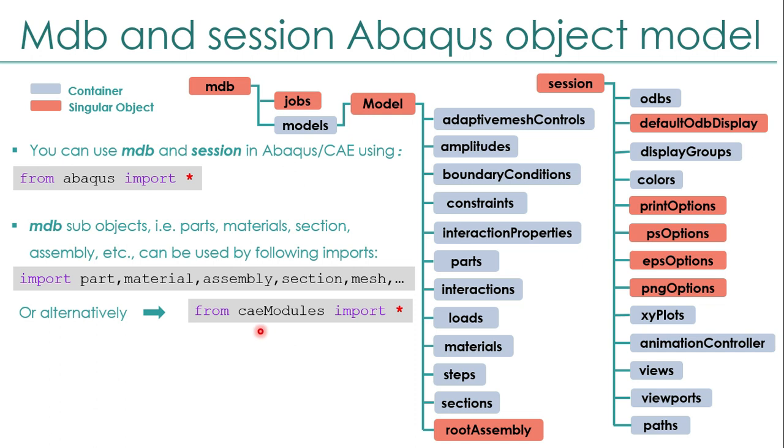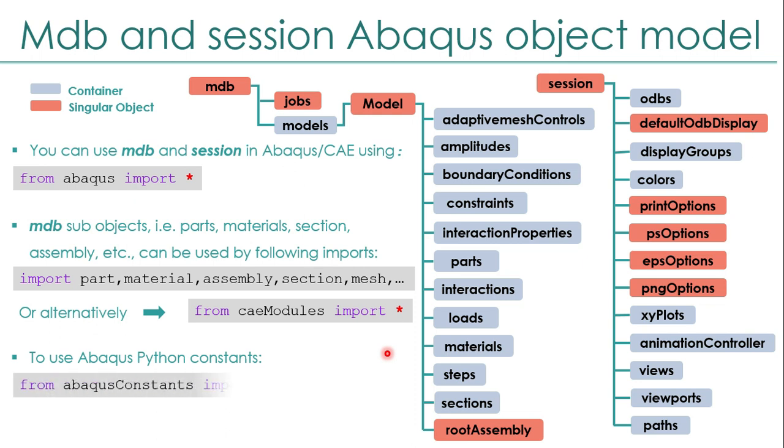So, from CE models import start. If you write this line, then all the modules, these sub objects from the model database object model, you can import them. And at the last, while operating with these two object models, sometimes you may need some constants, which are specifically written for Abaqus. In Abaqus Python, we have one separate module which contains all these constants. So if you want to use any constant, you have to import this Abaqus constant module.